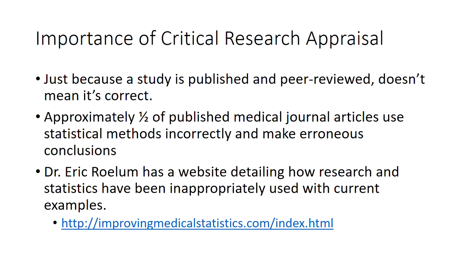One thing it's important to realize is that just because a study has been published in a peer-reviewed journal doesn't mean it's correct. Approximately 1/2 of published medical journal articles use statistical methods incorrectly and make erroneous conclusions based on those incorrect statistics. Dr. Eric Rollum, a scientist, has an entire website dedicated to detailing how research and statistics have been inappropriately used, and they have current examples of research that has been published and where they've gone wrong.